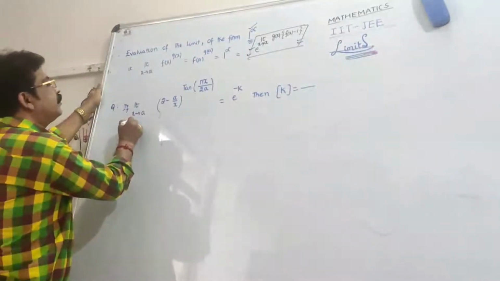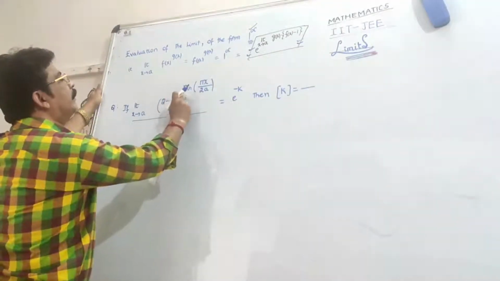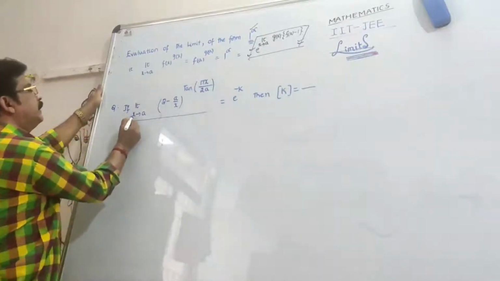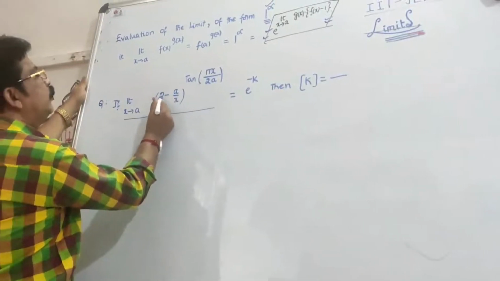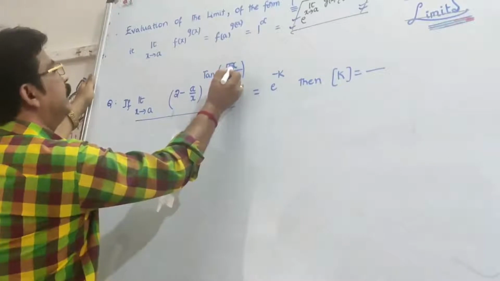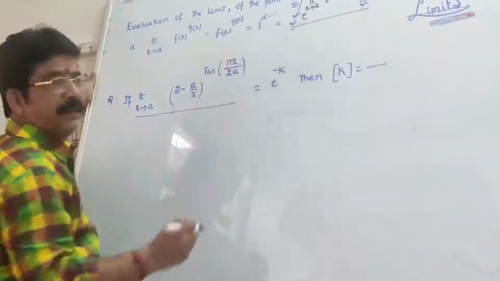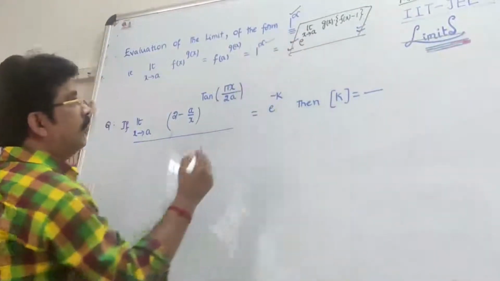If limit x tends to a, (2 - a/x) to the power of tan(πx/2a). Okay, put x = a directly: (2 - a/a) is 1, 1 to the power of tan(π/2), which is infinity. So again we are obtaining 1 to the power of infinity. Therefore we are using this shortcut.